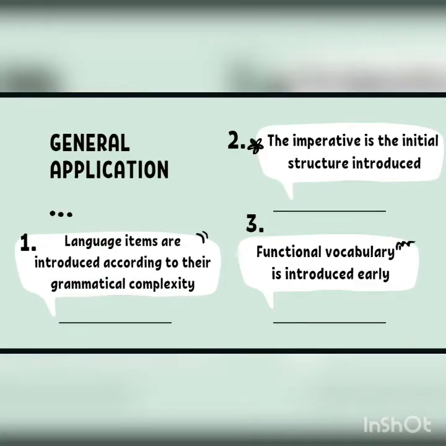But from observations of Silent Way applications to basic levels of proficiency, it is clear that language items are introduced according to their grammatical complexity, their relationship to what has been taught previously, and the ease with which items can be presented visually. Typically, the imperative is the initial structure introduced because of the ease with which action verbs may be demonstrated using materials. As regards vocabulary, functional vocabulary is introduced early because of its high utility.